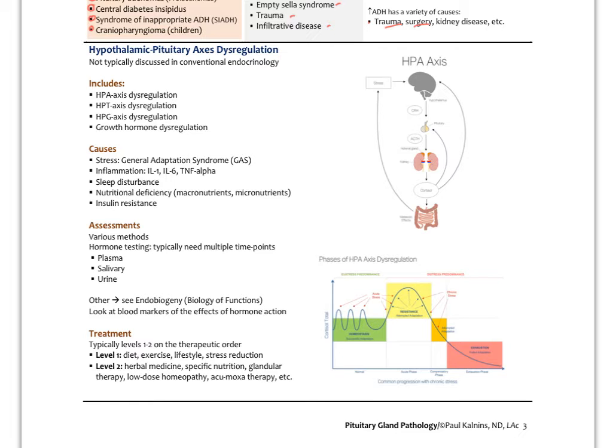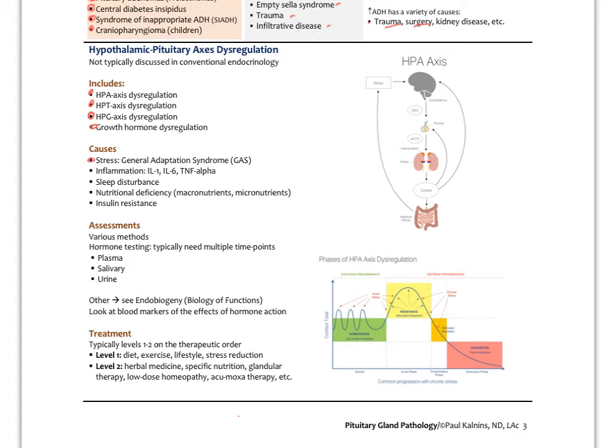Now, a lot of the conditions we see in the clinic around stress and inflammation and general chronic disease in the body involve a dysregulation of one or more of the pituitary axes. The most common one is going to be the HPA axis. We can also have dysregulation of the HPT axis, that's thyroid metabolism, the HPG axis, which would be your gonads, and that can lead to menstrual irregularities and problems, and then even growth hormone dysregulation. So these are things we tend to think about more from the naturopathic angle.